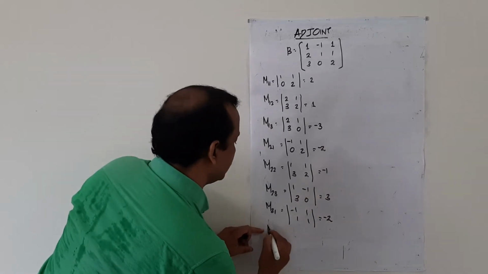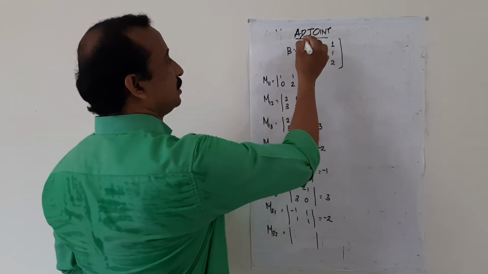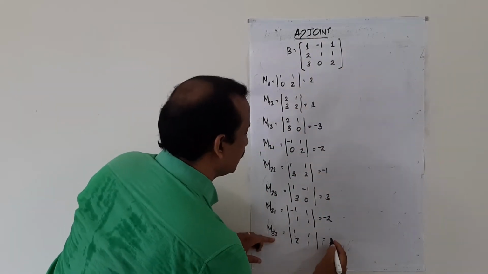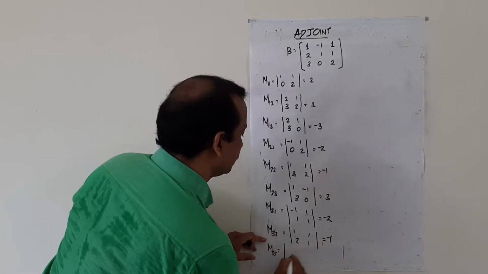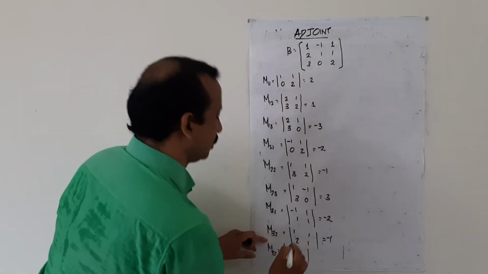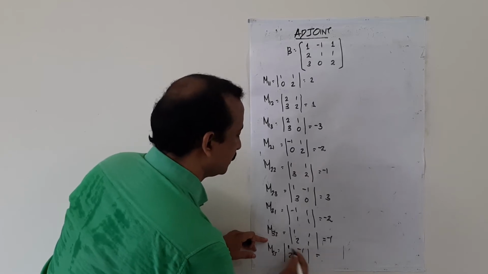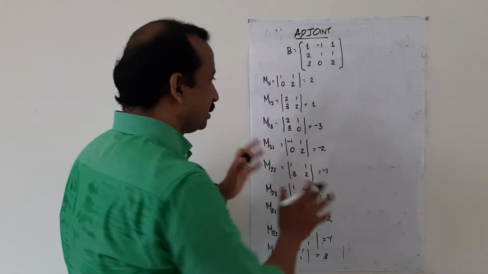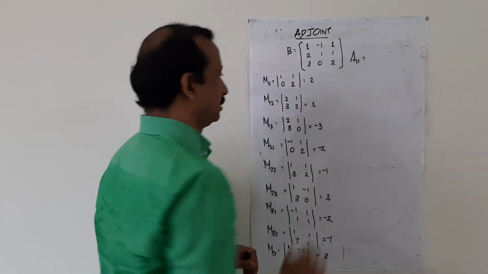2. Then M32, what is M32? Third row, second column: 1, 1, 2, 1, answer is 1 minus 2, minus 1. And last, M33, third row, third column: 1, minus 1, 2, 1, equal to 1 minus 1 minus 2, 1 plus 2, answer is 3. Okay, now we find the cofactor.